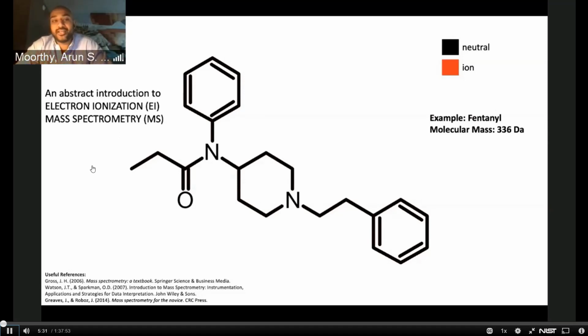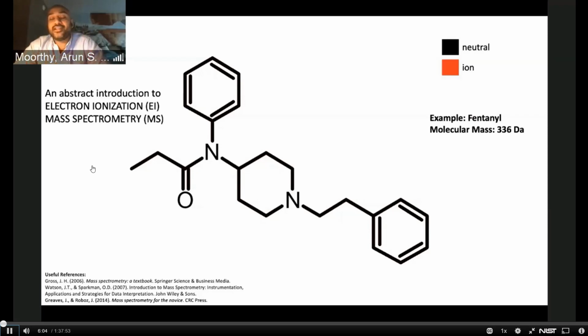But here I give you an abstract, or maybe even minimal, introduction to EI mass spec, and really from the perspective of a data analyst or a data scientist with very limited chemistry background. So here I've presented a chemical structure of fentanyl, and you'll notice that the color of the structure is black to indicate that it's neutral. Fentanyl has a molecular mass of 336 daltons, and because we're at NIST, I should specify daltons as grams per mole. All right, so we have a molecule.